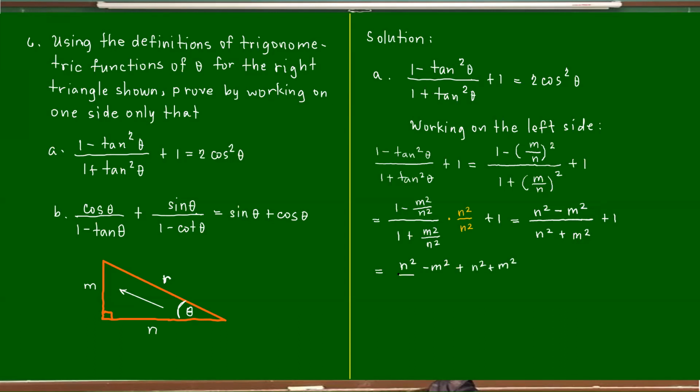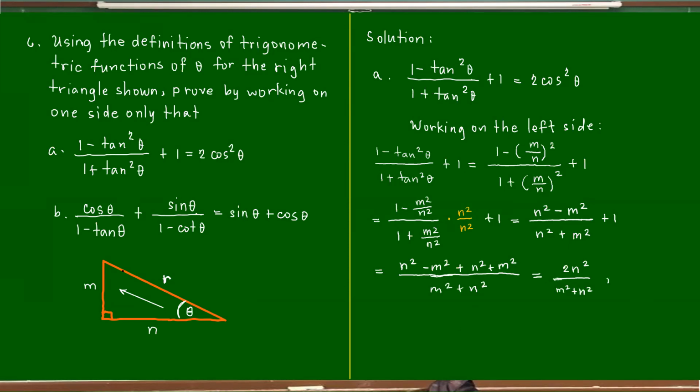all over n squared plus m squared. Let's alphabetize, starting with m. So m squared plus n squared. Remember, the commutative property for addition holds. Okay, so what is the simplified form of the numerator? That is 2n squared all over m squared plus n squared.